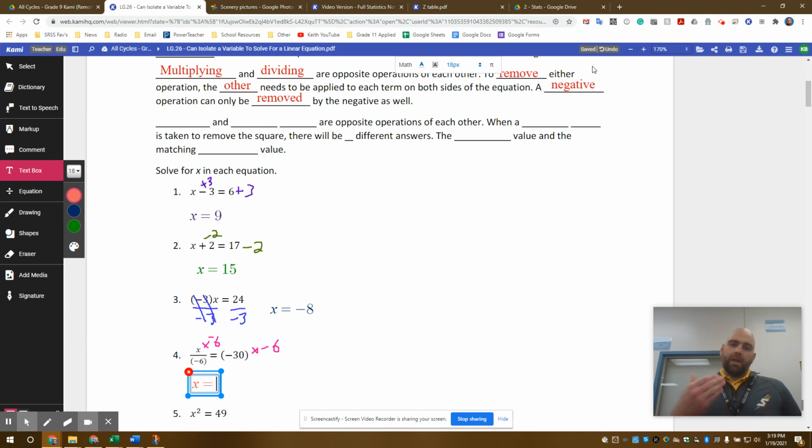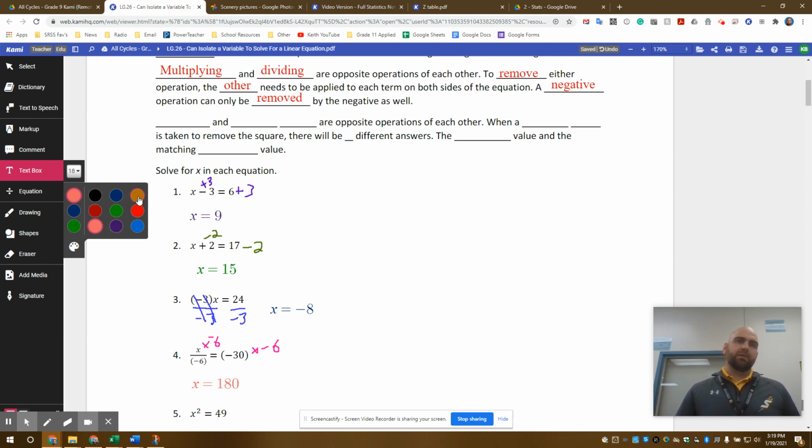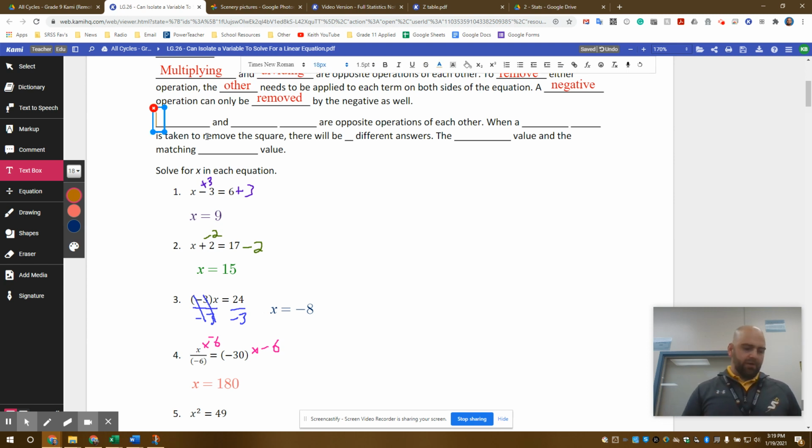On the other side, we have -30 multiplied by -6. Two negatives give us a positive, and 6 times 30 is 180. So x is going to be 180. And that's how we would solve when there's multiplying and dividing. We can get rid of it that way.